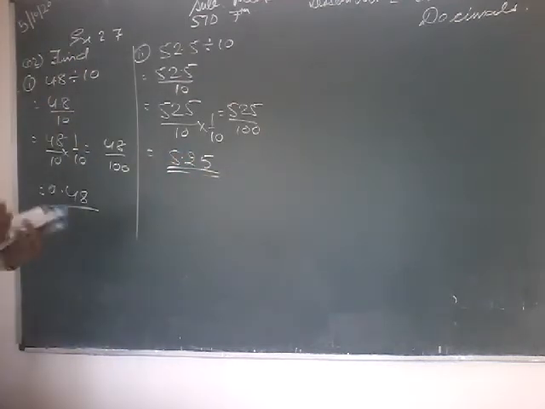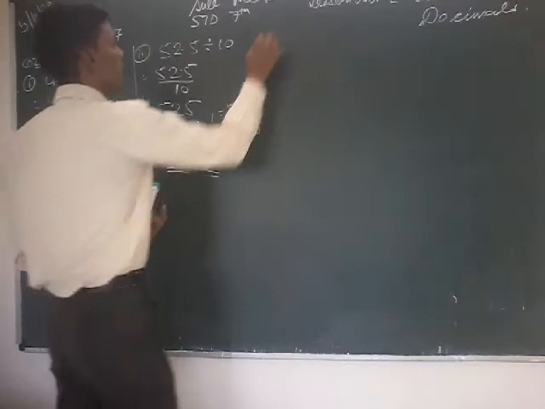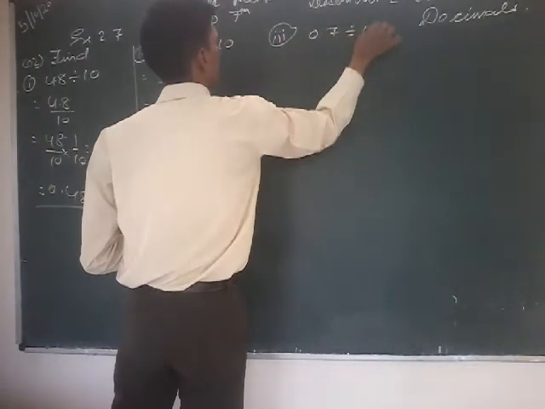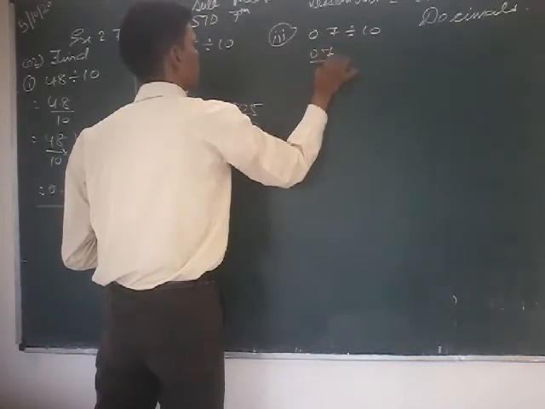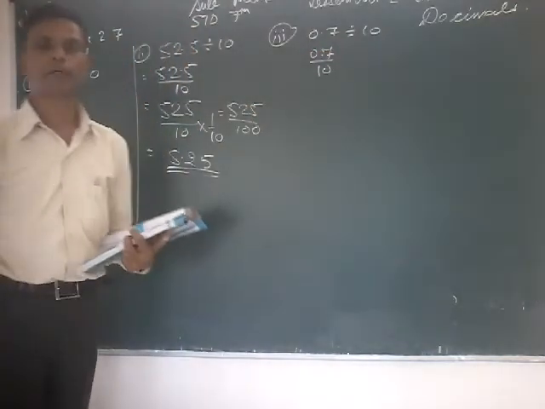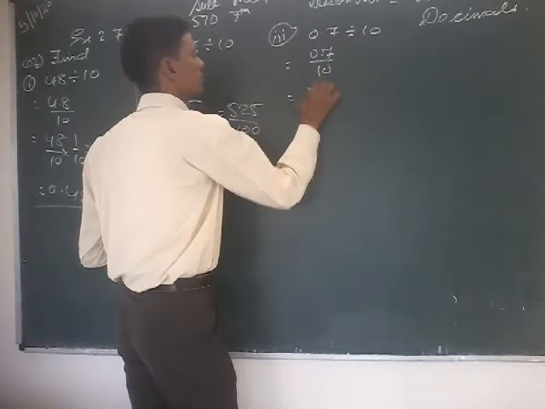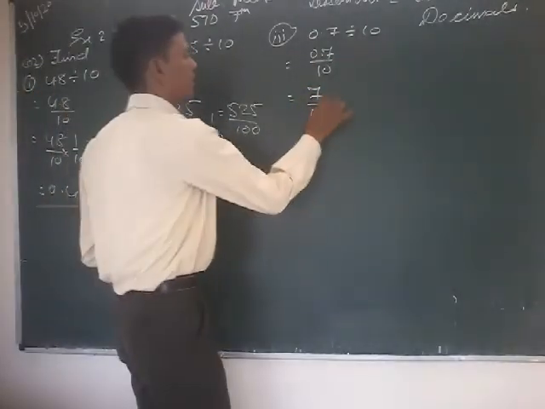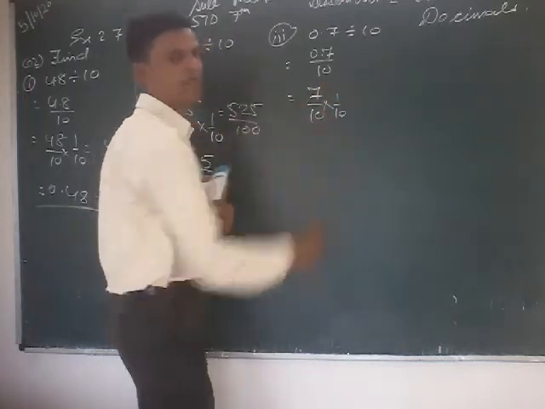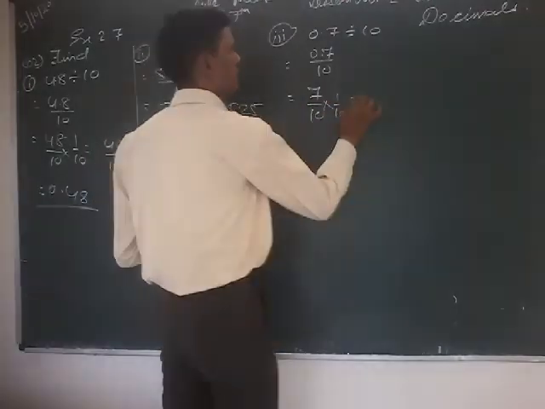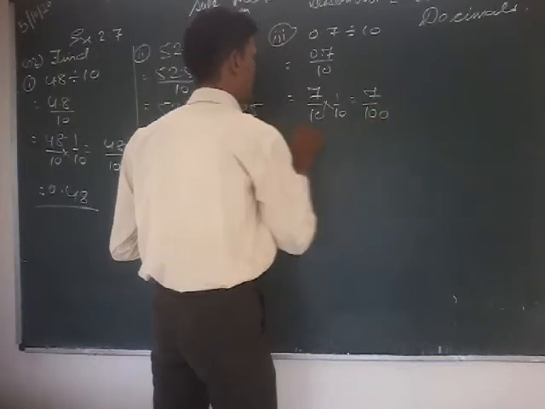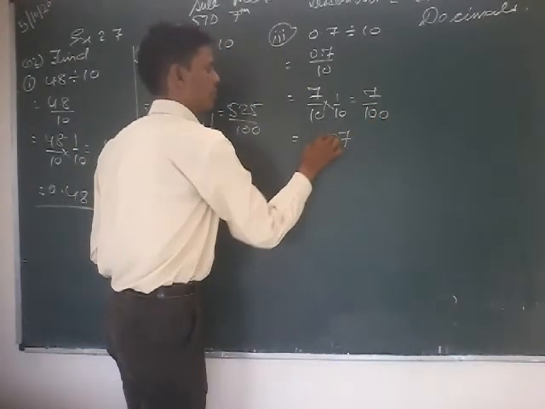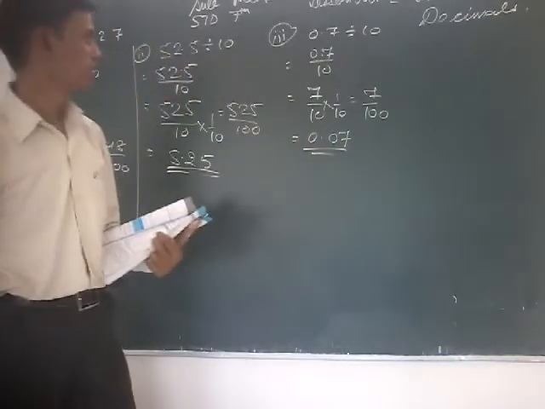Answer of this question. Third question, 0.7 divided by 10. So 7 upon 10, we are removing this decimal. We are writing upon 10 into 1 by 10, because we are dividing by 10. 7 upon 10 into 10. Write 7. How many zeros are there? 1, 2. Count 1, 2. This is the answer.